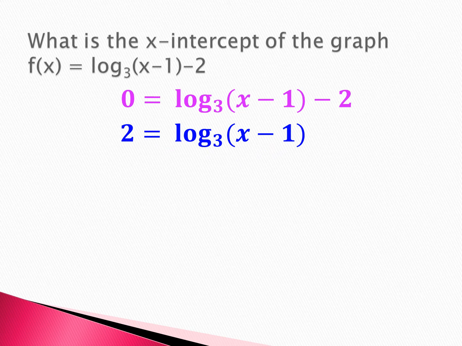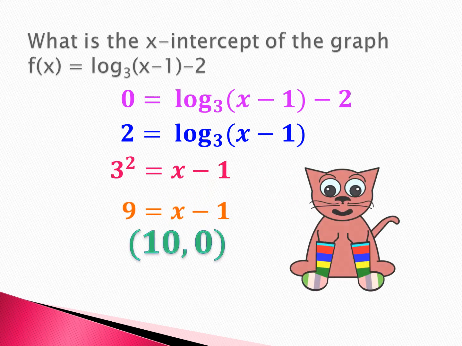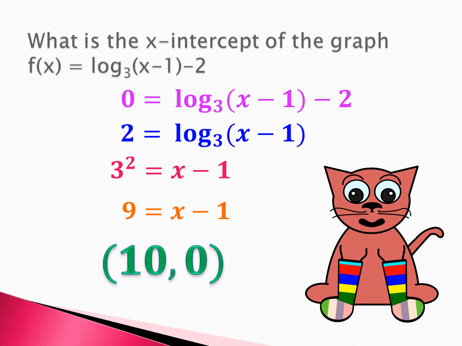Now I'm going to change it to an exponential. So I have 3 to the second equals the argument x minus 1. So 3 squared equals x minus 1. 3 squared is 9. 9 equals x minus 1. I add 1 to both sides, and I get 10. So therefore, our x-intercept is 10, 0.